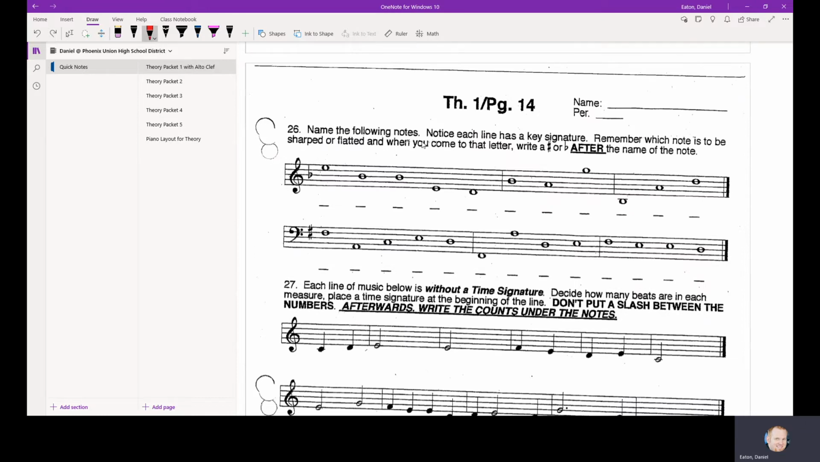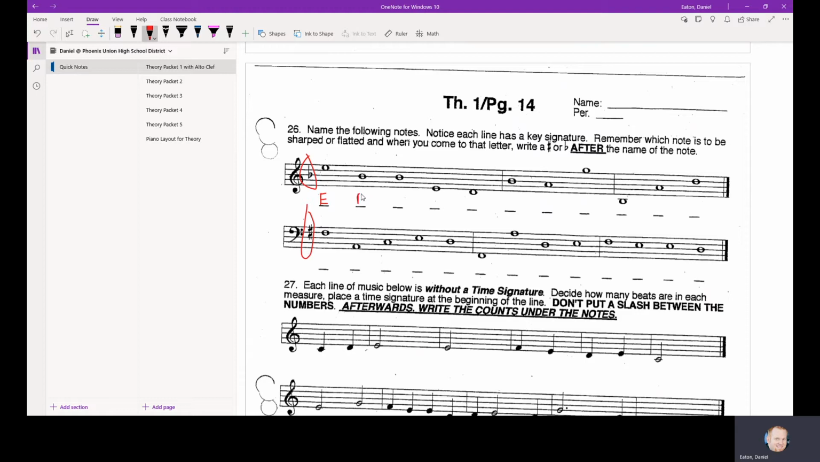All right, name the following notes. Notice each line has a key signature. Boom, right there, and boom, right there. That's going to come into play. Remember which note is to be sharp or flatted. When you come to that letter, write a sharp or flat after the name of the note, okay? So I'm going to do the first measure of this to show you how you're going to do it. All right, treble clef faces the space, that's an E.